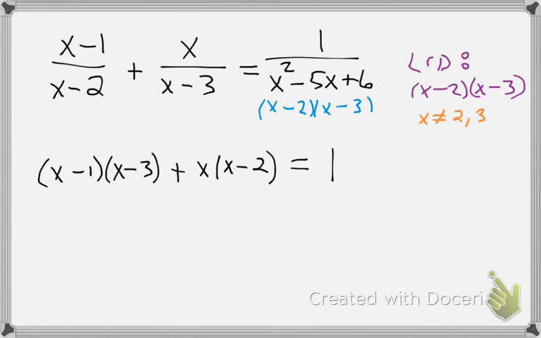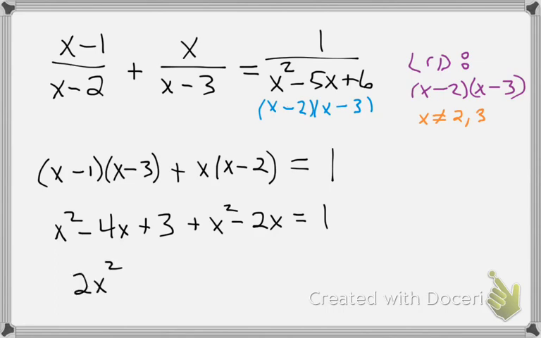Multiply it all out. So that means foiling the first one, x squared minus 4x plus 3, and distributing for the second one, so x squared minus 2x, is that equal to 1? You guys champion multipliers at this point? I'm hoping for you guys. Combine like terms, that's going to give me 2x squared minus 6x plus 3 equals 1. And now our moment of truth.